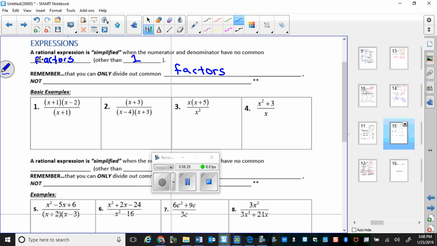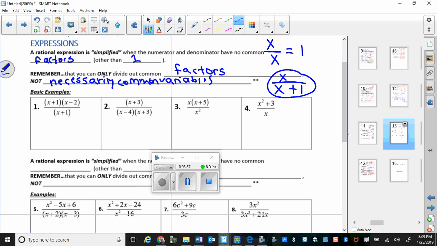and not necessarily common variables. So for example, whereas I could say x over x equals 1, I can't just cancel out of x here for this particular problem, okay?